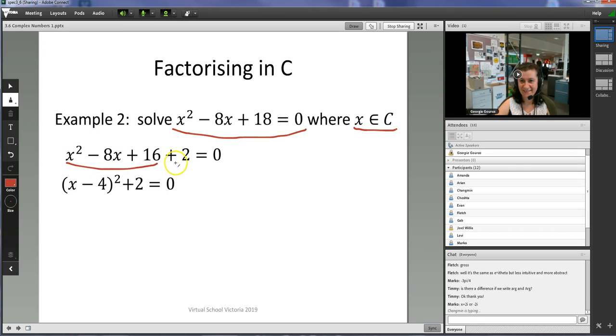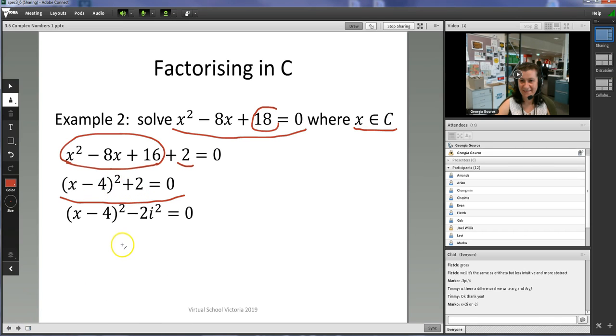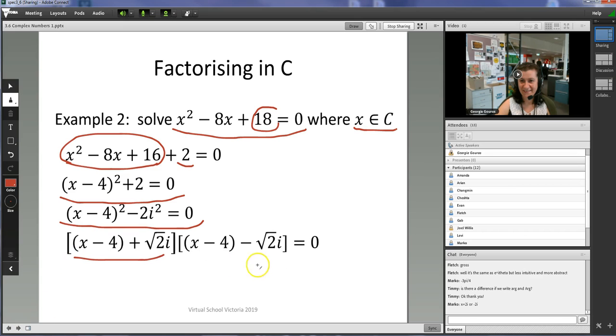We're going to split this term 18 up into 16 plus 2. So you can see this can be expressed now. It doesn't look like we're going to get a difference of perfect squares, but in a minute we will. These first three terms can also be expressed as (x minus 4) all squared plus 2. So we're going to put that i squared in there, and now we get a difference of perfect squares. So we can now factorize this, and we end up with these two factors equal to 0, and you can see we're going to end up with two complex number solutions for this particular problem.